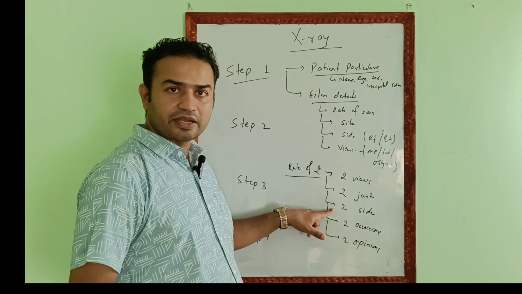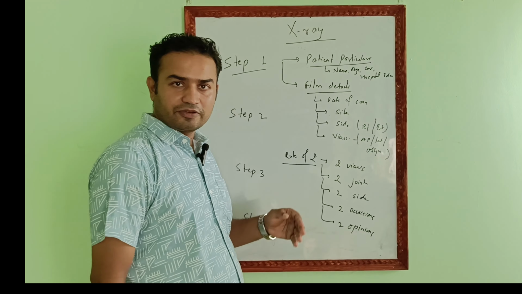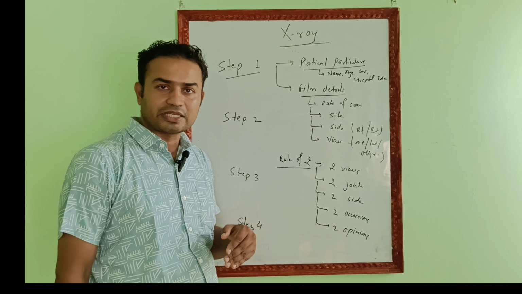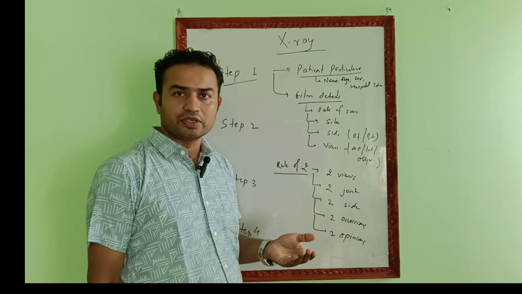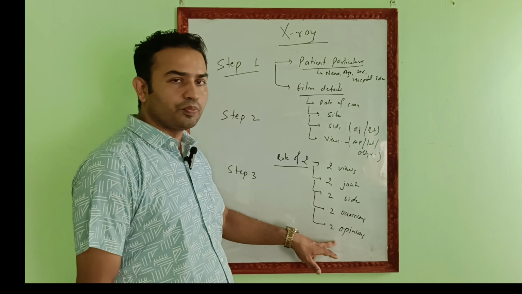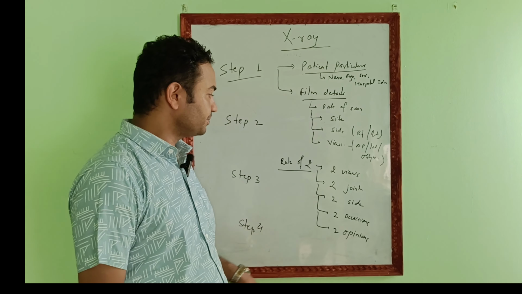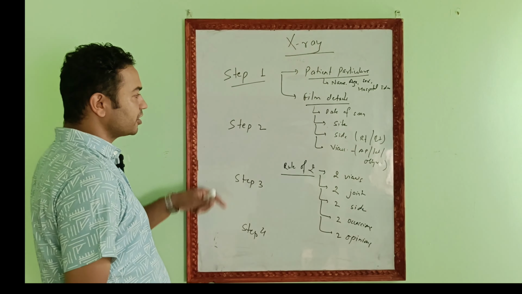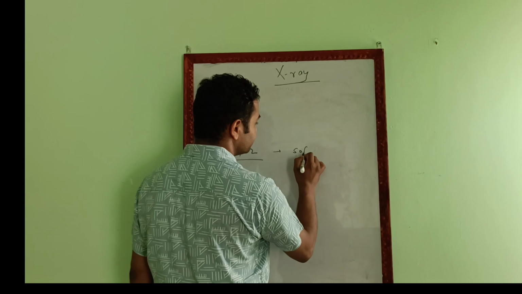Two sides is the right and the left, especially in case of children. On two occasions: if the X-ray is taken at the time of the fracture, then it will be taken again after 1 or 2 weeks to see any displacement or to see callus formation. And two opinions: sometimes opinions from two different surgeons are required. So now let's move to the next step. In step 2, we will focus on the soft tissue.